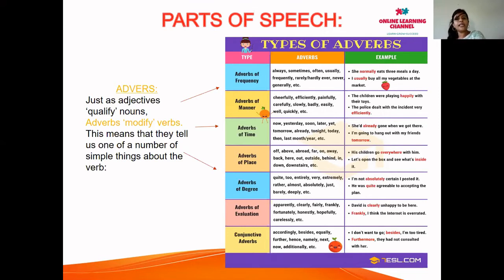Then you have adverbs of place: off, abroad, above, far, away, outside, behind, etc. Then you've got adverbs of degree: quite, too, entirely, very, extremely, rather, almost, absolutely, just, barely, deeply, etc. Adverbs of evaluation: apparently, clearly, fairly, frankly, fortunately, honestly, hopefully, carelessly, etc. And you've got conjunctive adverbs: accordingly, besides, equally, further, hence, namely, next, now, additionally, etc. Like I mentioned on the last column, I did examples that you can use these words in.